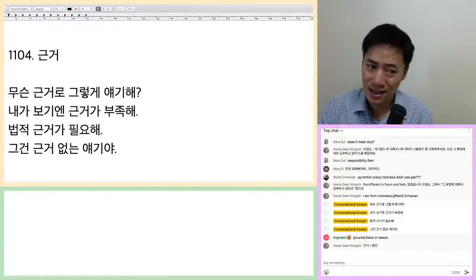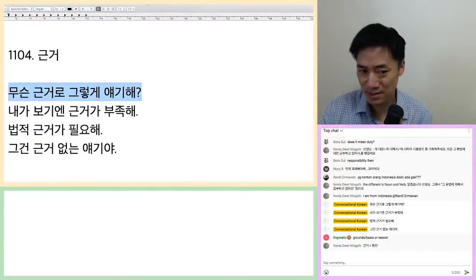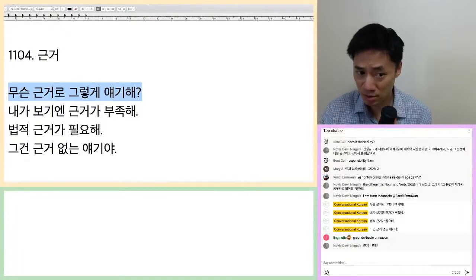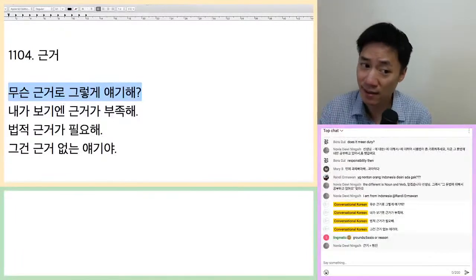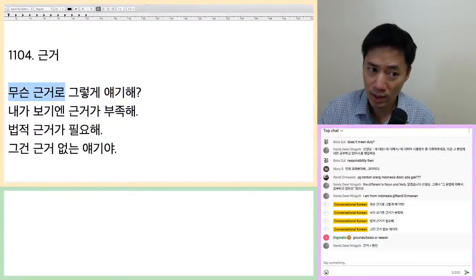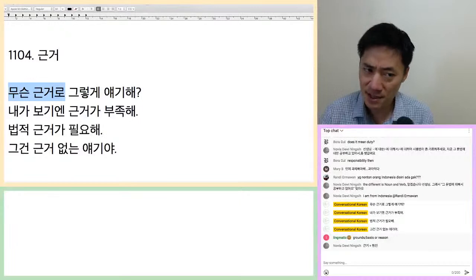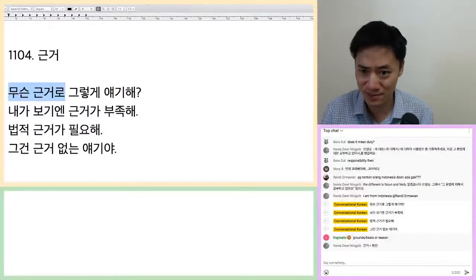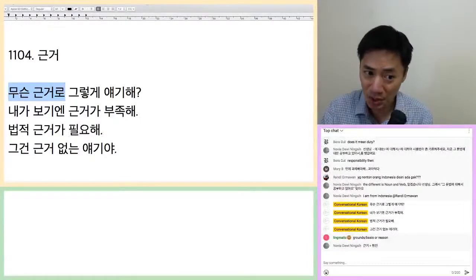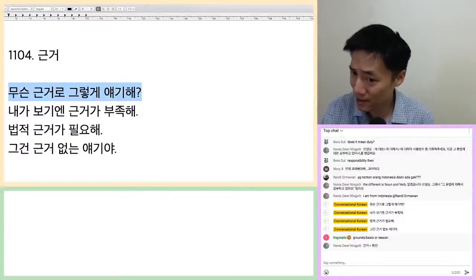Like, how can you tell that? Simply, practically, it means, how can you tell that? 무슨 근거로 그렇게 얘기해? How can you say like that? With what kind of 근거? What kind of fact, basis, grounded foundation, something like that. 무슨 근거로 그렇게 얘기해? How can you tell like that?